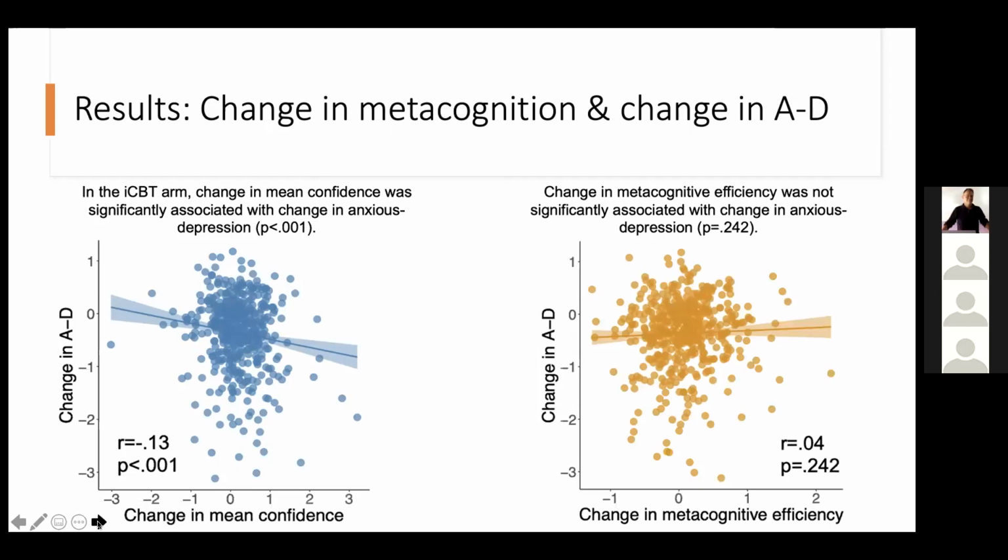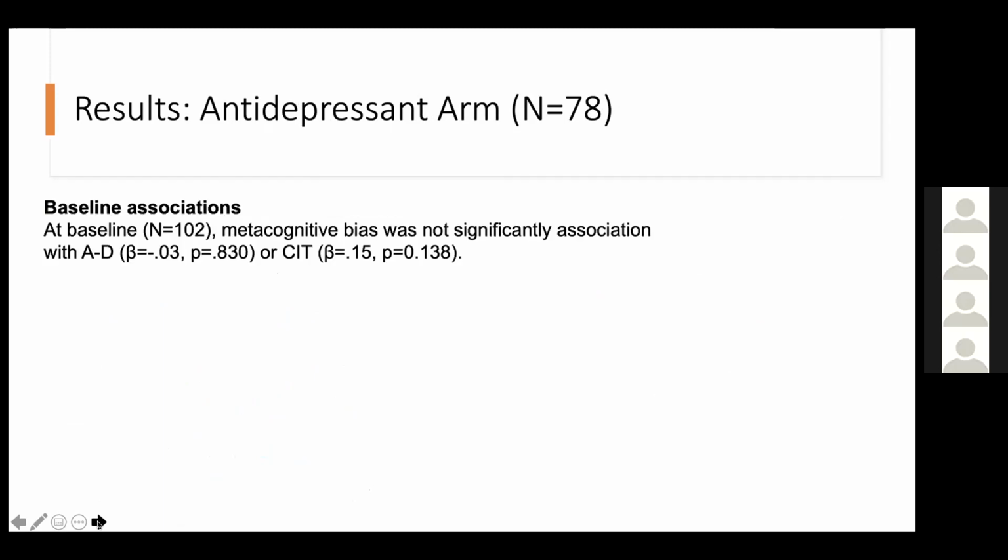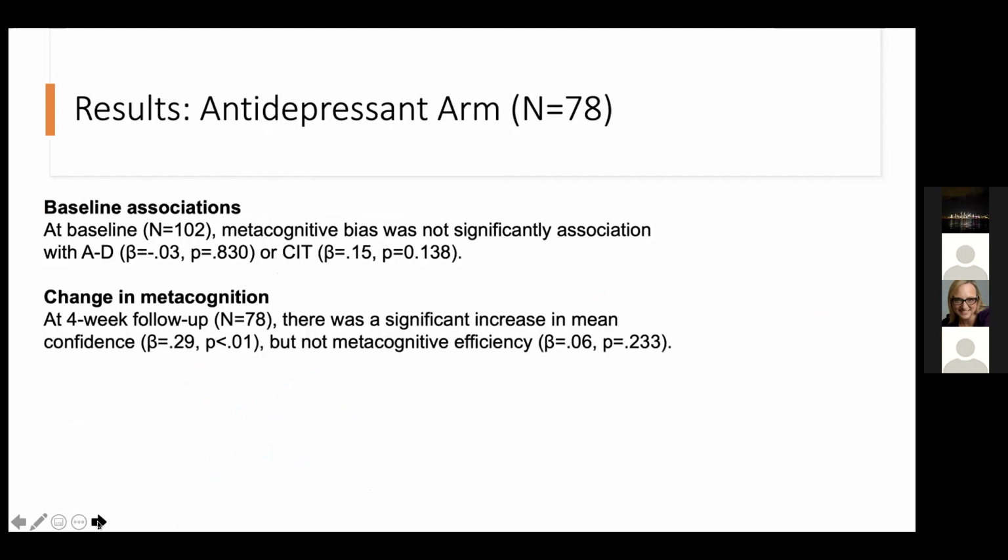We then looked at these results in our antidepressant arm, which had a relatively smaller sample of 78 participants at follow-up. Again, we didn't see the association between baseline metacognitive biases and anxious depression and compulsive behavior and intrusive thought, but we know from previous research that this sample was underpowered to detect that effect. We saw significant improvements in mean confidence from baseline to follow-up, but we did not see improvements in metacognitive efficiency.